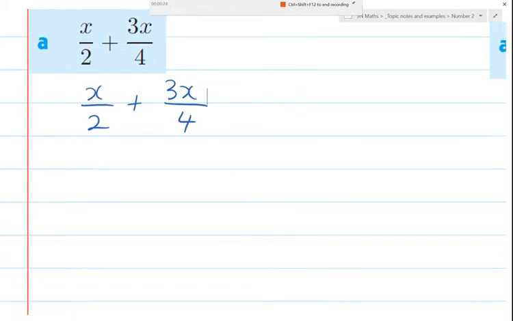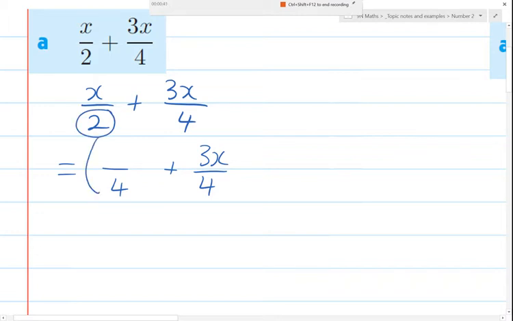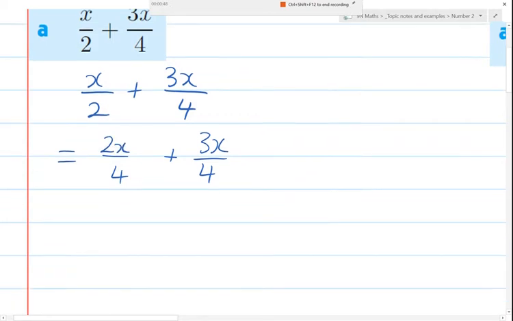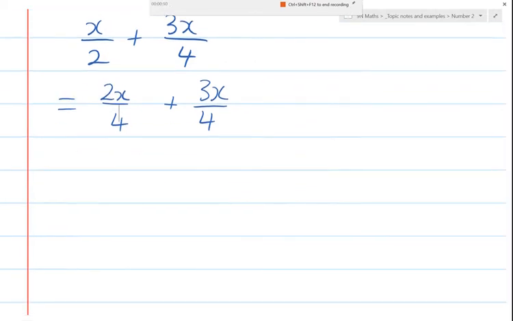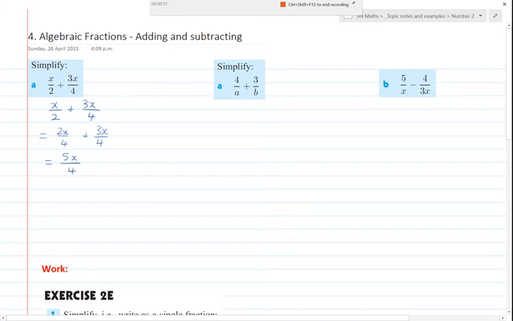Now we're looking for a number that 2 and 4 can both go into, and that number of course is 4. So we're going to write two fractions that are over 4. Since we haven't changed the bottom of that second fraction, we leave the top the same. And this fraction here, we've doubled the bottom, so we must double the top as well, and double x is simply 2x. Now that the bottom parts of the fractions are the same, we can add tops, and that gives us 5x over 4, and that's our final answer.